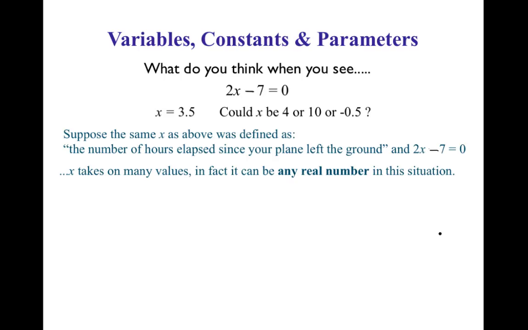Okay? So what is 3.5? 3.5 is just the one value of x that makes that statement true. So those are valid values of x. They just don't make this statement true. They make it false. So this is the way we want to think about variables. Variables vary. They stand for quantities that vary. So what values can x take on here? The number of hours elapsed since your plane left the ground. What values can that take on?